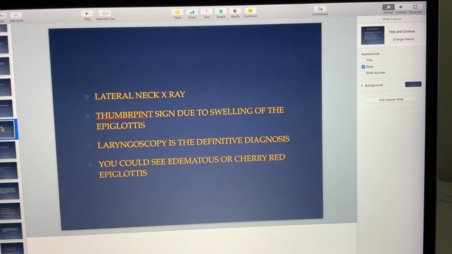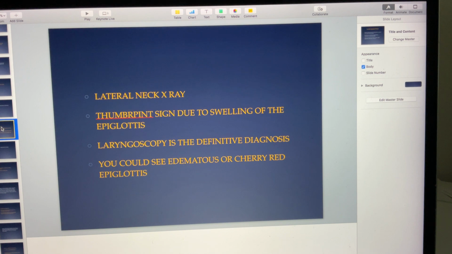So you do a lateral neck x-ray. Okay, that's what you want to do. You want to do a lateral neck x-ray. And when you do the x-ray, you're going to see thumbprint sign. And this is due to swelling of the epiglottis. Okay, so you get a lateral neck x-ray. And when you review the x-ray, you're going to see thumbprint sign.